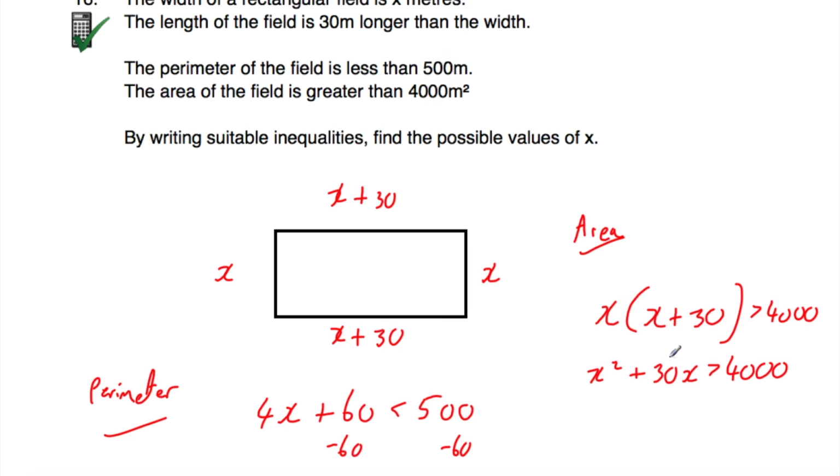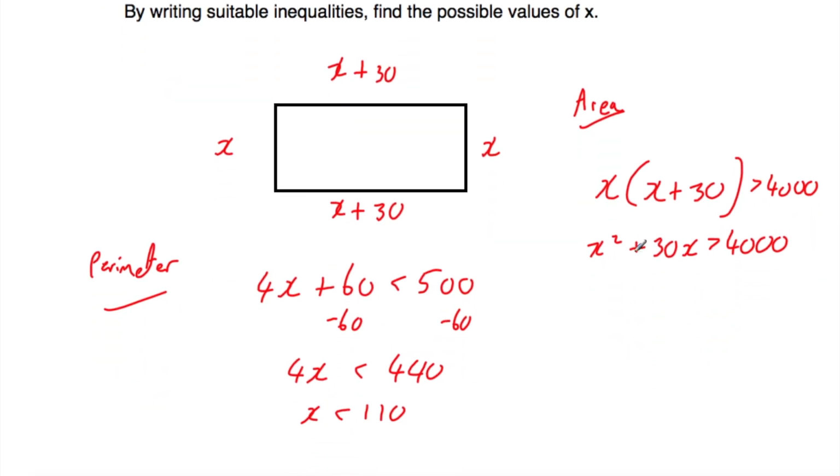And we'd have the possible values of x that would work for the area. And then we'd figure out which ones would work for both of them. Okay, so let's solve this. If we want to solve this quadratic inequality, let's take away 4,000 from both sides, because we want the right-hand side to be 0. So we'd have x squared plus 30x minus 4,000 is bigger than 0.